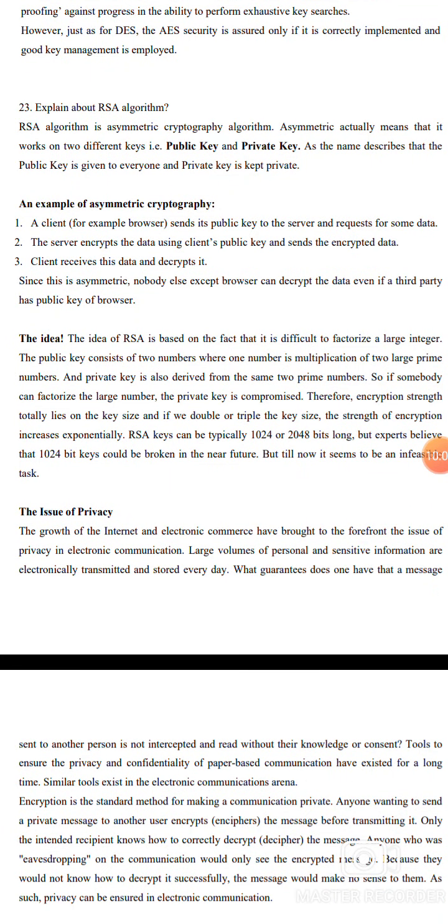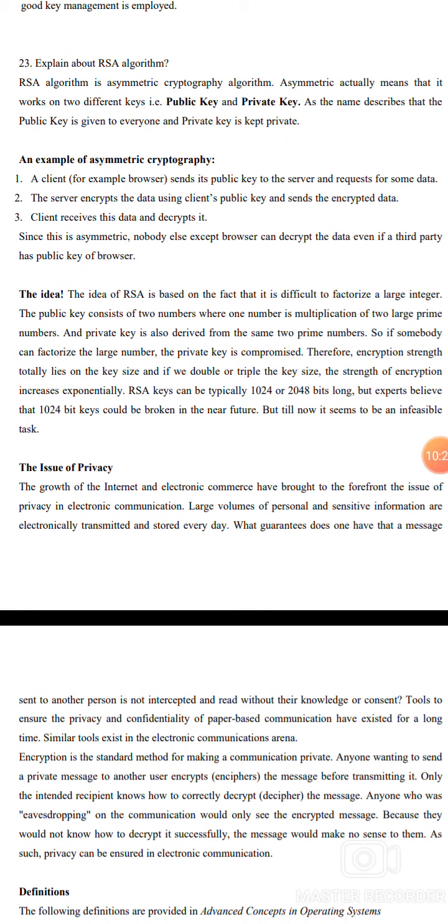23. Explain the RSA algorithm. The RSA algorithm is an asymmetric cryptographic algorithm. Asymmetric actually means that it works on two different keys, a public key as well as a private key. As the name describes, the public key is given to everyone. The private key is kept private.